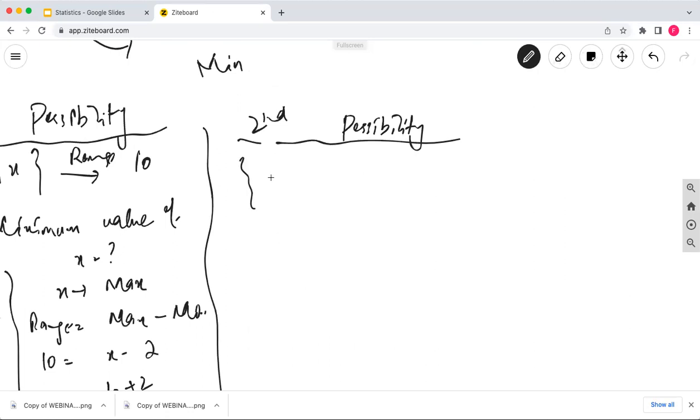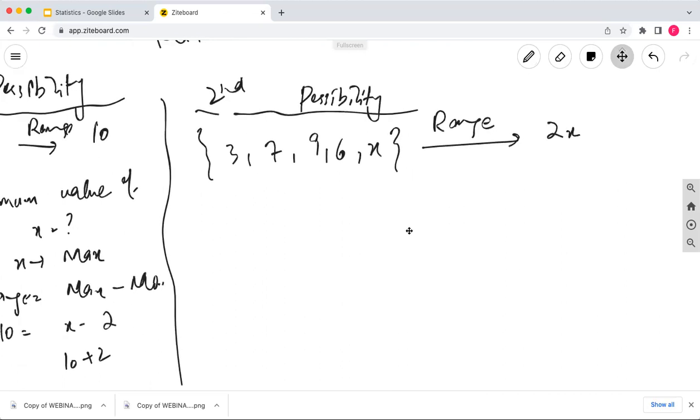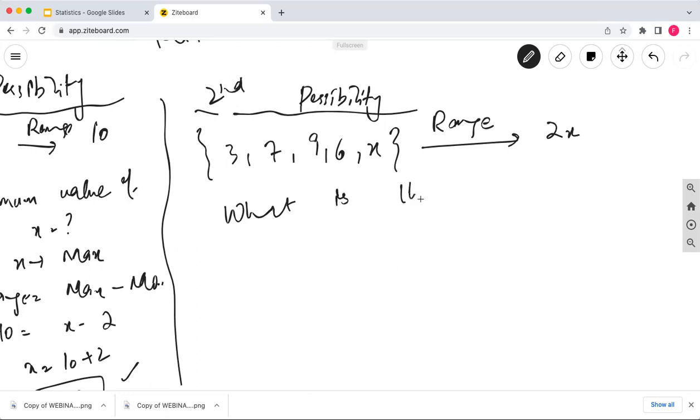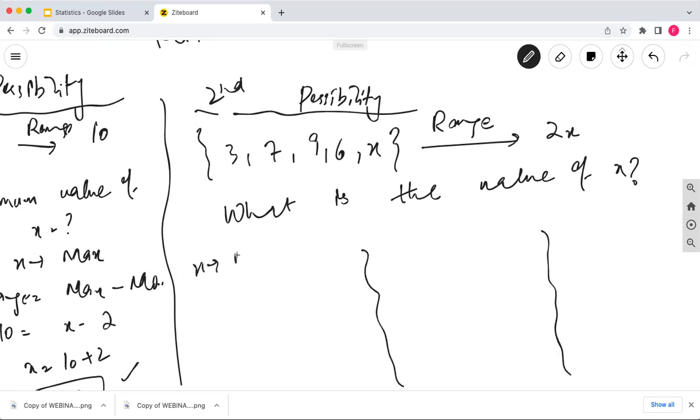we are given a data set 3, 7, 9, 6, and x. And the range of the data set is also variable, which is 2x. Now, if the question is asking what is the value of x, this is a very tricky part. Now you need to see three scenarios: x is the max value, x is the minimum value, and x is neither max nor minimum.